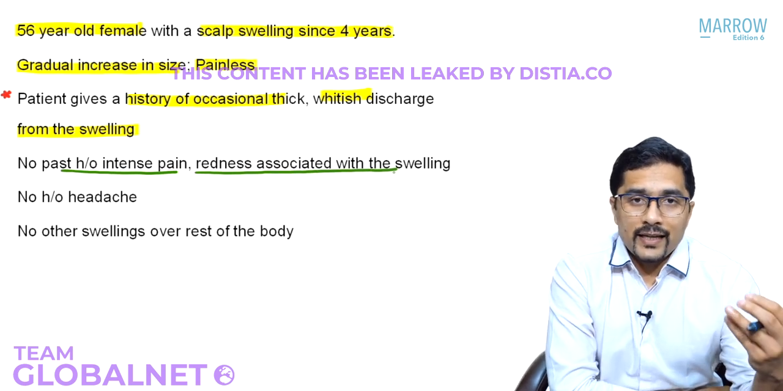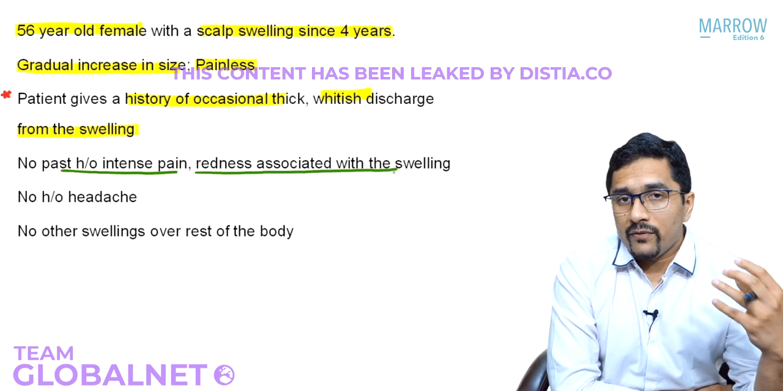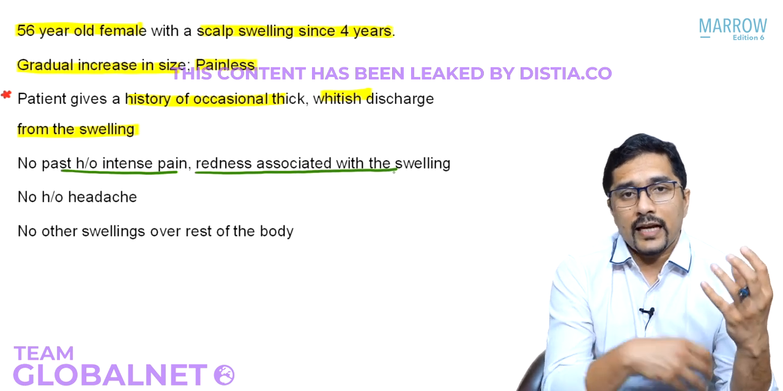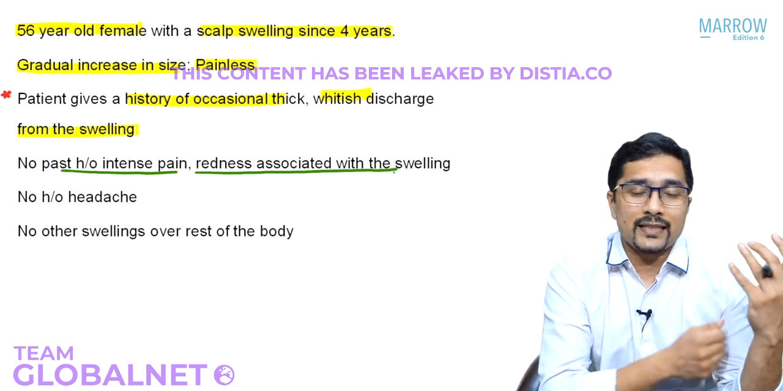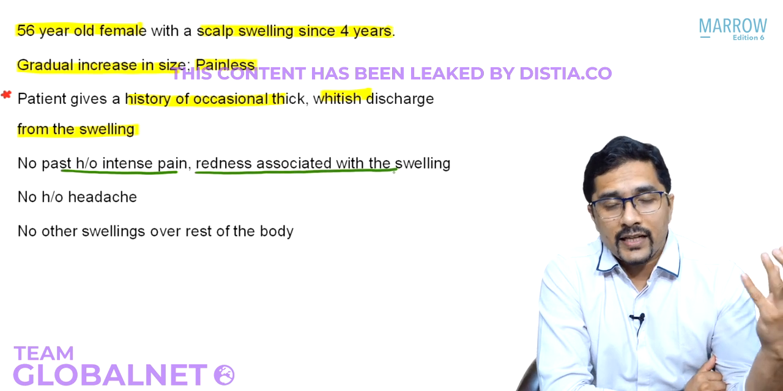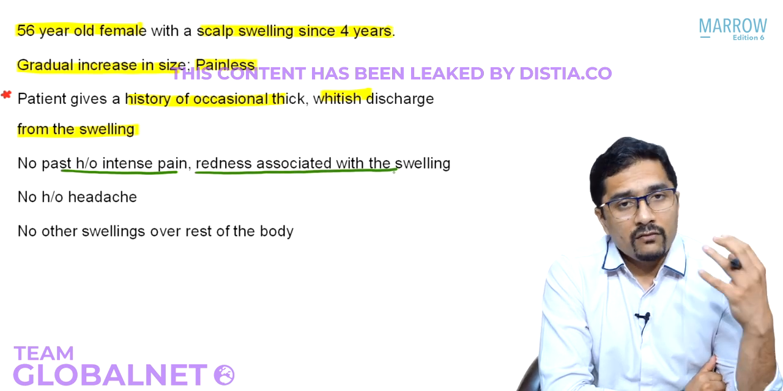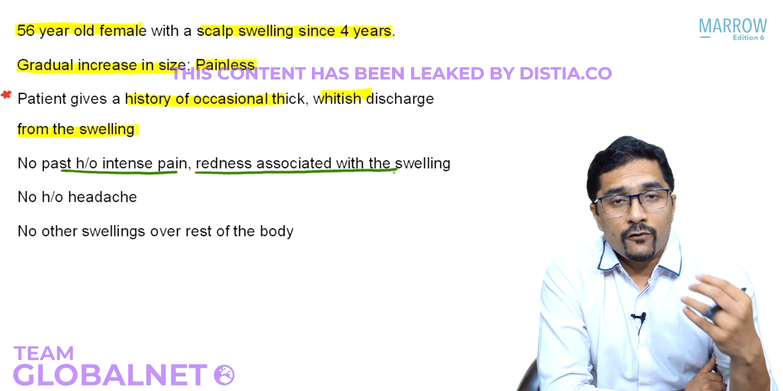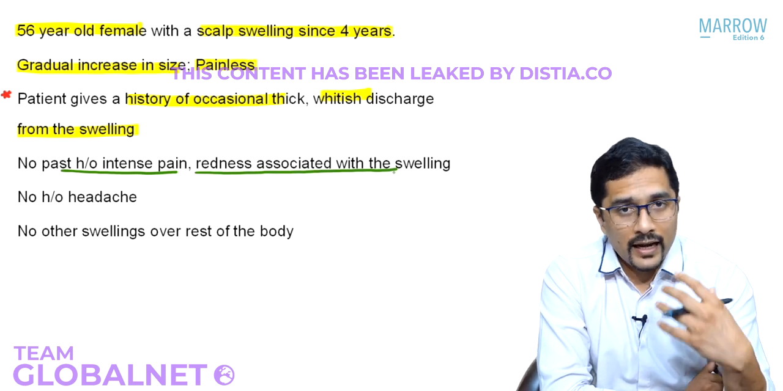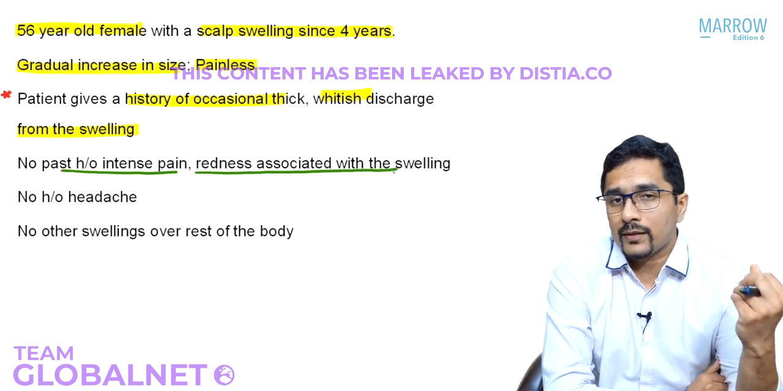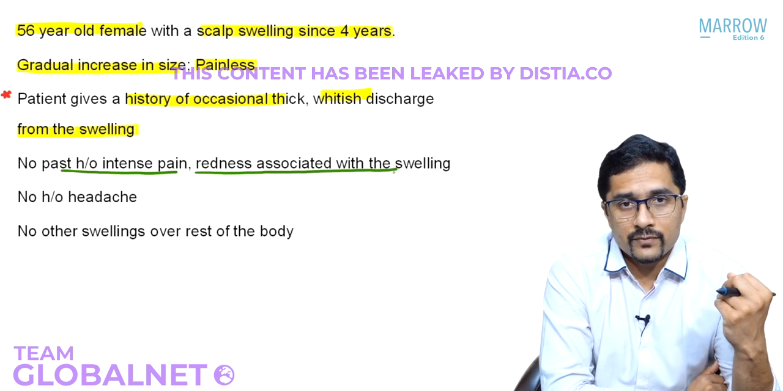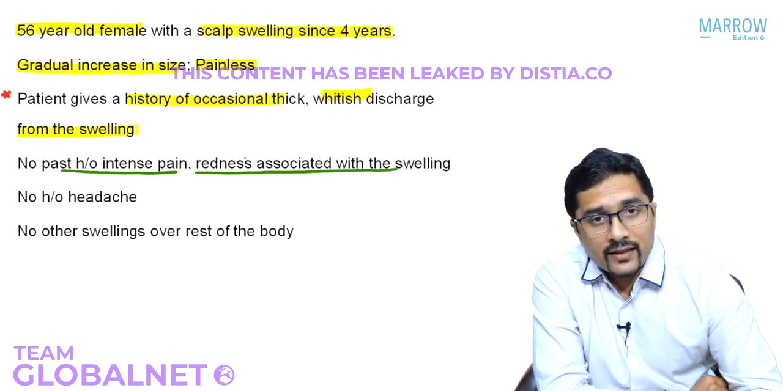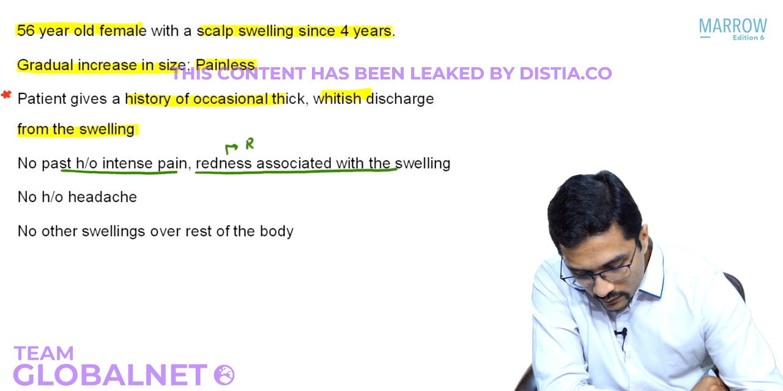So why are we taking this history? Always remember, whenever you're taking a history, there has to be some positive history points and there have to be some negative history points as well. When you're presenting a case, for me as an examiner, the negative history is as important as the positive history which you've elicited. Okay. So why have I taken this history? This is to rule out inflammation or infection in that swelling.